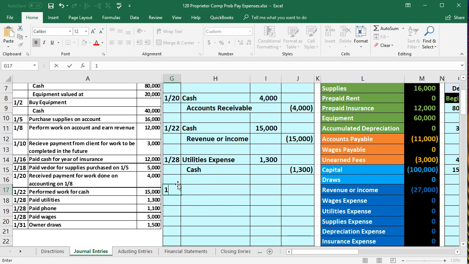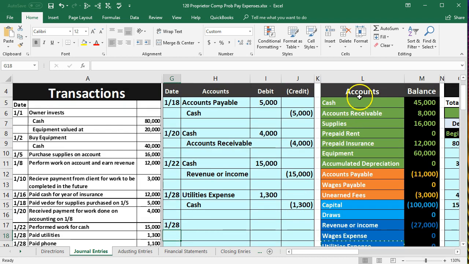So the next one's on 128, where we paid the phone bill. So once again, is cash affected? Yeah, we paid the phone bill. Cash is a debit balance. We're going to make it go down by doing the opposite thing to it, a credit.